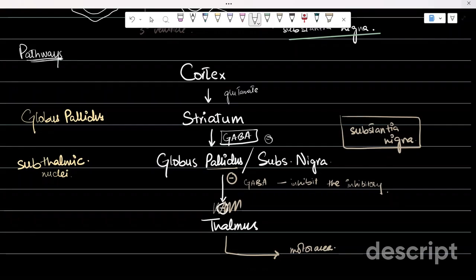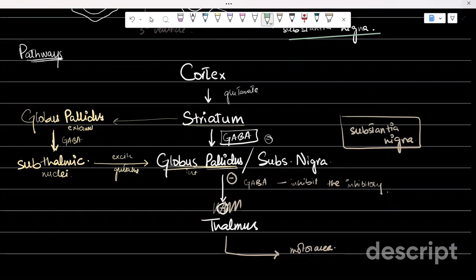Now coming to the indirect pathway. So the cortex again will send signals to striatum for its activation via glutamate. It excites. The striatum now sends signals to globus pallidus. The one involved over here was internal segment. The one involved in indirect pathway is the external segment. Now this one over here will also give subthalamic nuclei GABA signals. So this means that it is sending inhibitory signals. Now the subthalamic nuclei will excite via glutamate.